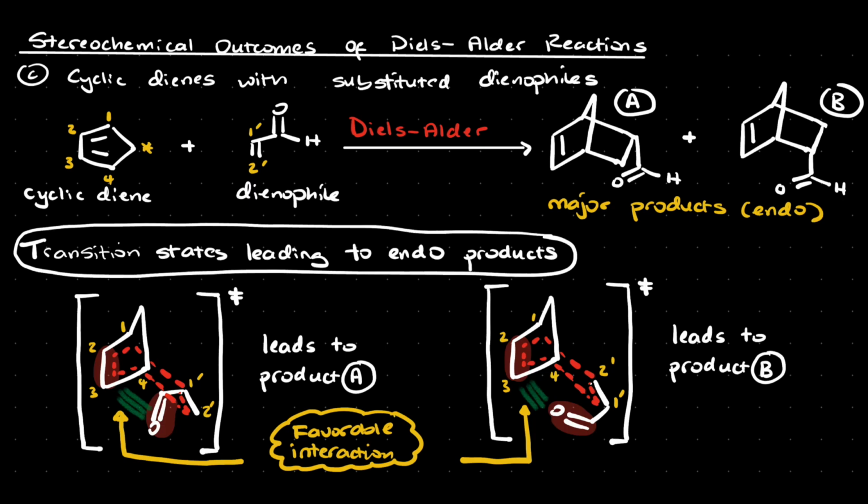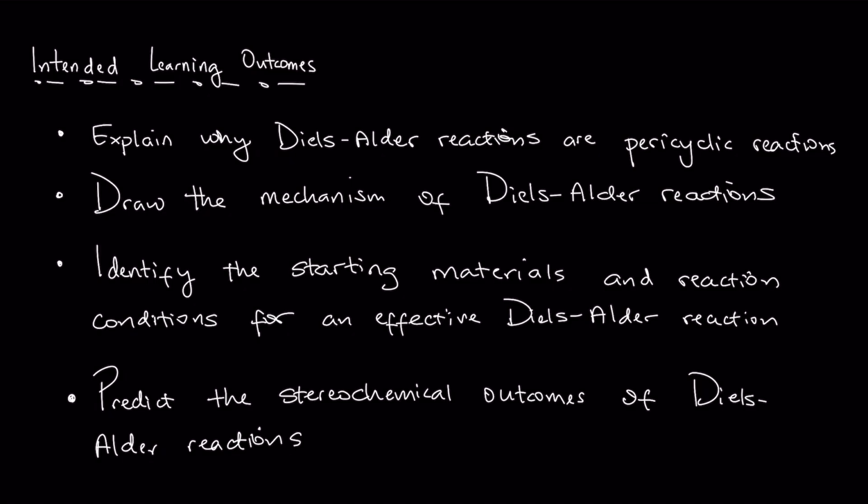Okay, so to recap, we have situated Diels-Alder reactions as an example of a cycloaddition reaction, which is categorized under pericyclic reactions. We have drawn the mechanism of Diels-Alder reactions, identified what a good diene and a good dienophile is, and why you need both in order to make an ideal Diels-Alder reaction. And we've also then looked at three scenarios of stereochemical outcomes for Diels-Alder reactions.